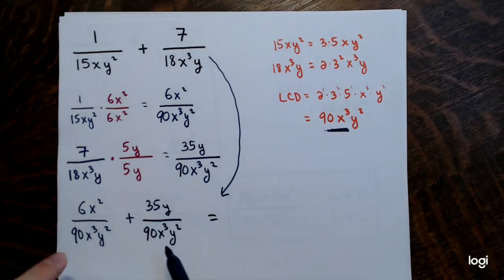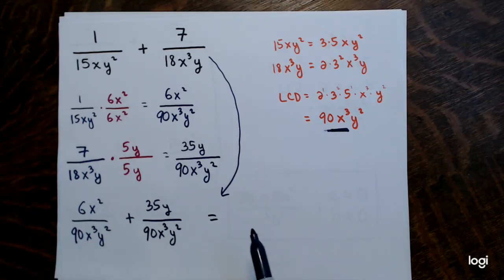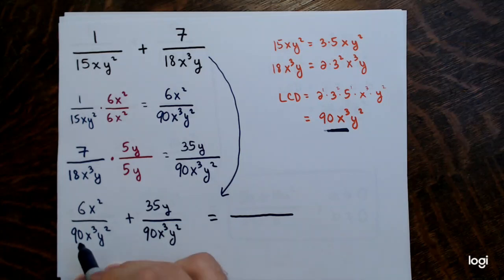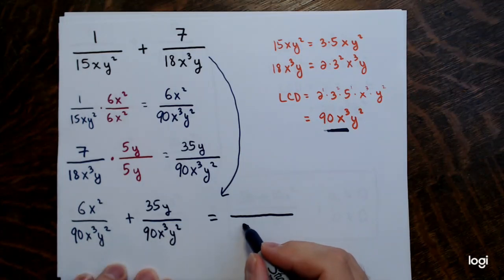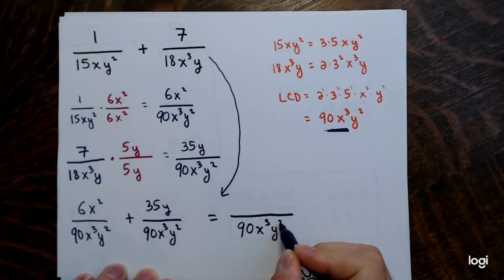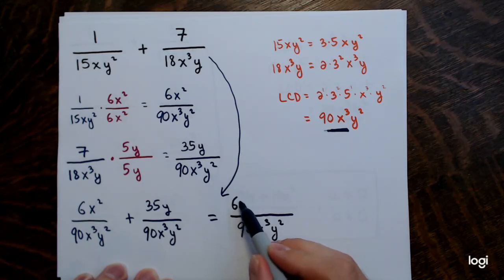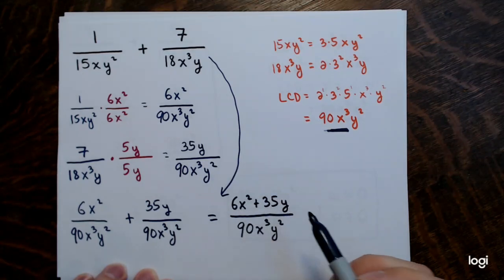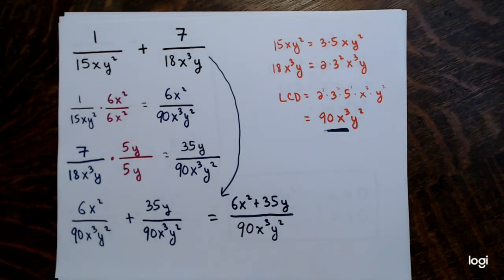And now that they have the same denominator, I can now add them. So their sum, again, that common denominator will be the denominator of the sum, so 90x cubed y squared, and then you add the numerators. So 6x squared plus 35y is the new numerator. Okay, so there I have it as a single fraction, one numerator, one denominator. And then the question is, can it be simplified?